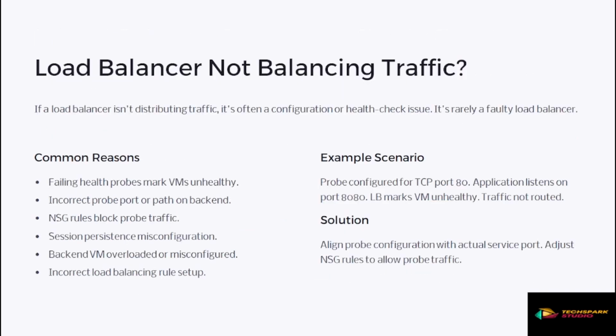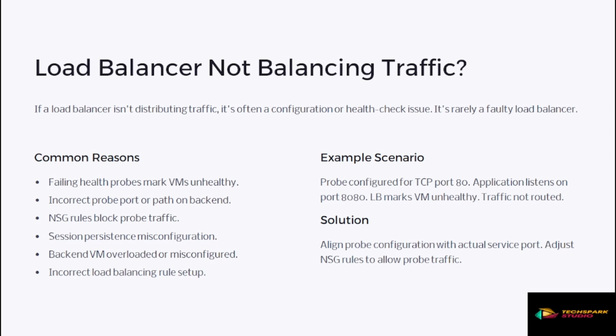Now, what if the load balancer isn't balancing traffic at all? This often points to misconfigured probes or rules. Something as simple as a mismatched port can prevent traffic distribution entirely. For example, if your probe checks port 80 but your application runs on port 8080, the probe fails, the VM is marked unhealthy, and no traffic is routed. Always ensure your probe targets the correct service port to avoid this issue.